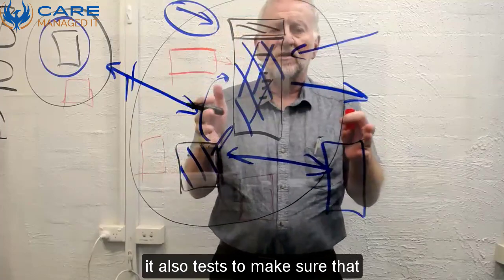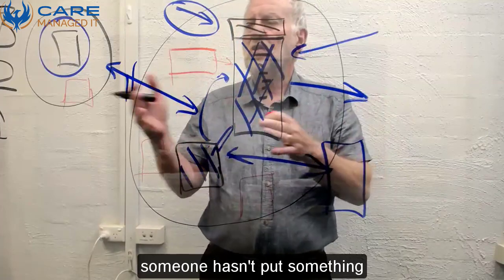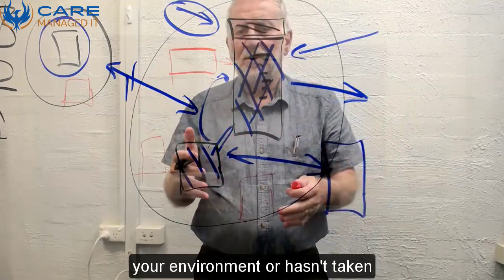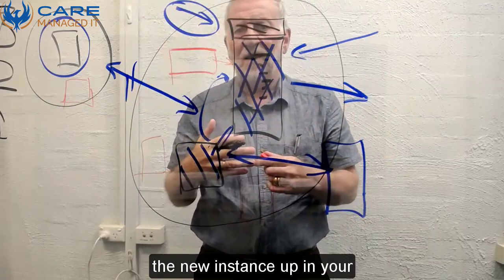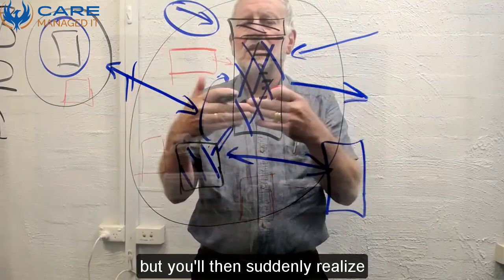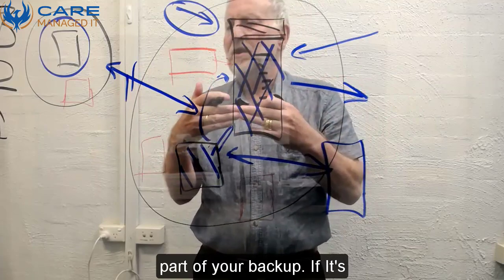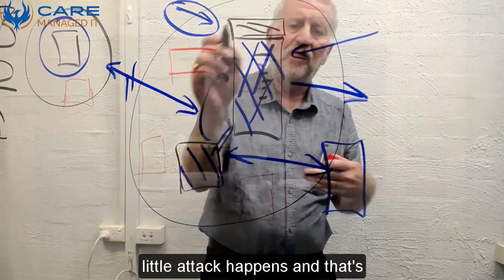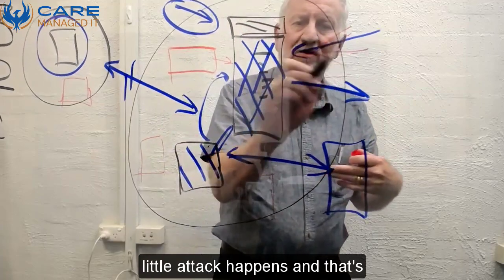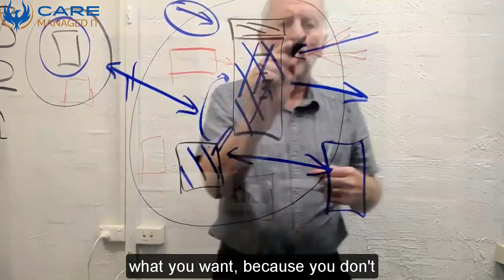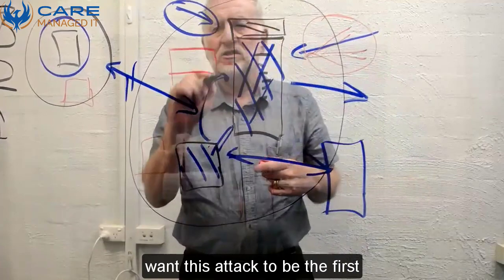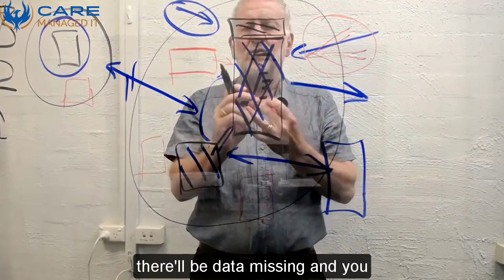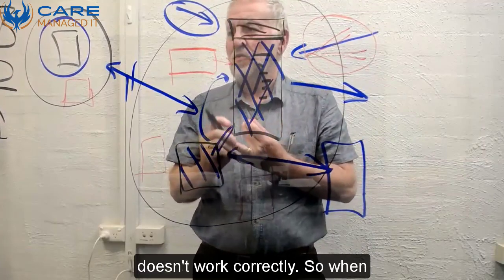And it also tests to make sure that someone hasn't put something outside the backup regime, or hasn't spun up a new server in your environment, or hasn't taken a new instance up in your cloud. It doesn't really matter, but you'll then suddenly realize that that information is not part of your backup. And if it's not part of your backup, you already realize that before this little attack happens. And that's what you want, because you don't want this attack to be the first test of your backup system, because I can guarantee that there'll be data missing and you will have major problems getting data to work correctly.